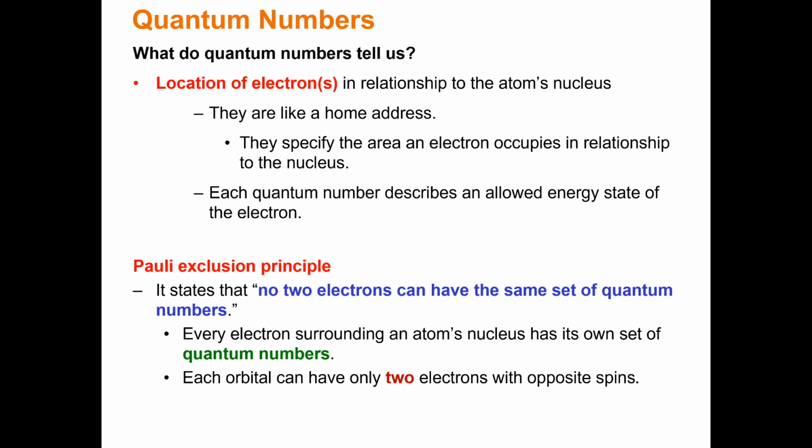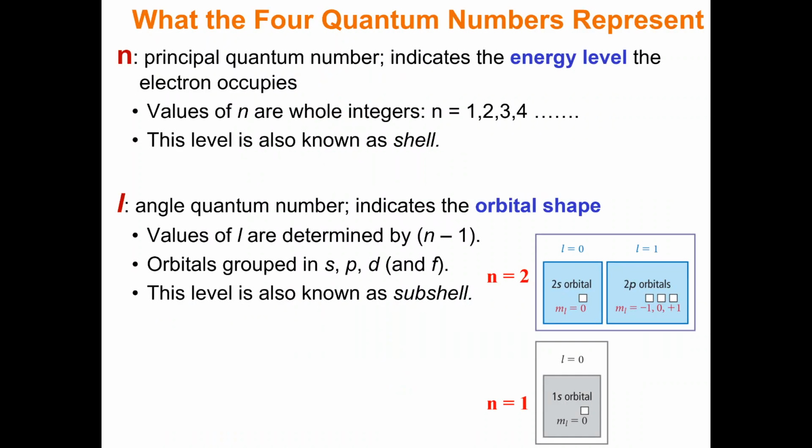We're going to talk about a few principles here. The first one is the Pauli exclusion principle. Pauli tells us that no two electrons can have the same set of quantum numbers. Therefore, every electron surrounding an atom's nucleus has its own set of quantum numbers, and each orbital can only have two electrons, and they have to have opposite spins. So if I have two electrons in one orbital, they have to have opposite spins. That's the Pauli exclusion principle: no two electrons can have the same set of quantum numbers.